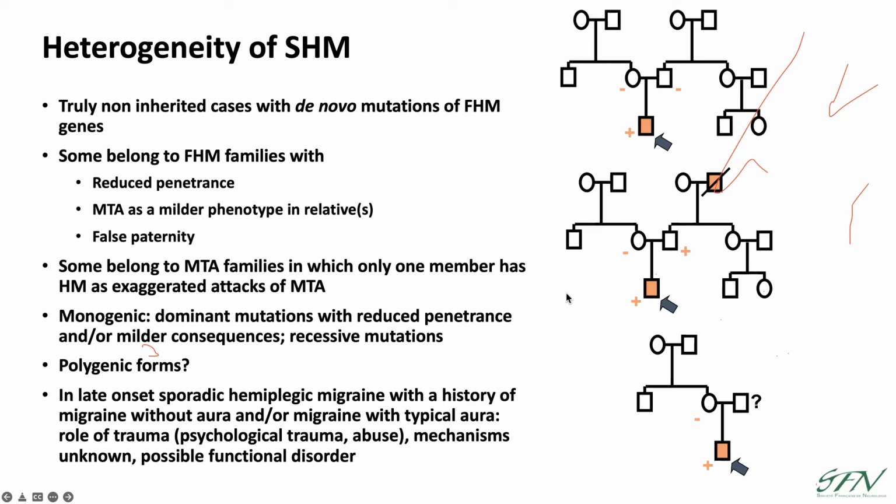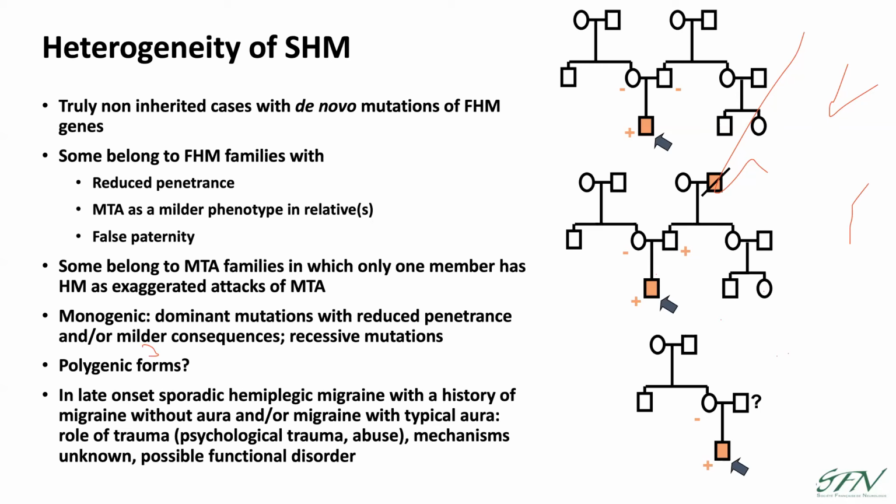And then sometimes perhaps hemiplegic migraine can be the result of polygenic inheritance, like the more common forms of migraine with aura. And then there are some studies and some publications of patients who did not have migraine with aura during childhood or during early adulthood. And then these patients start to have migraine attacks, normal migraine attacks without aura, sometimes migraine with aura.